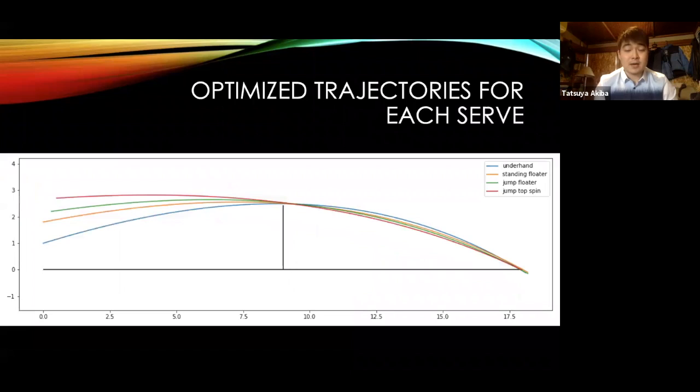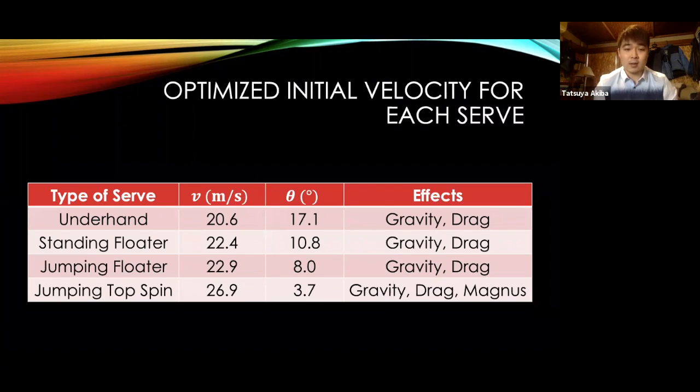Okay, and here are the comparisons between the different optimized trajectories. You'll notice that we have used different initial conditions depending on each of the serves and where the balls are released. Because we want to make quantitative comparisons as well, here I've shown in a table the initial speed of the ball and the inclination angle from the horizontal at which the ball is released. As we go towards the jump serves, we can release the ball at a faster speed and at a lower inclination angle, which makes sense because they start at a higher point. We have also shown in the table the effects that were taken into account in each case.